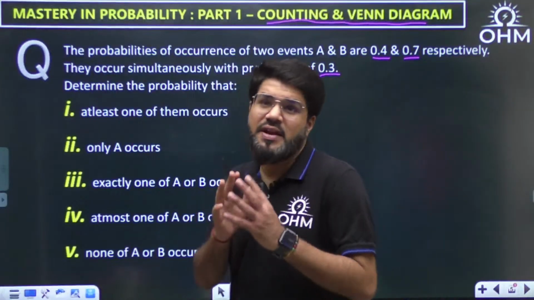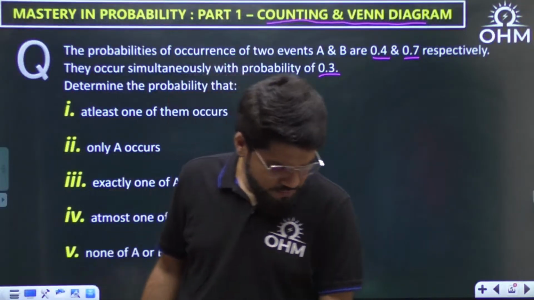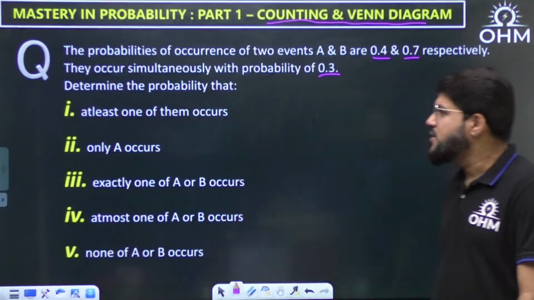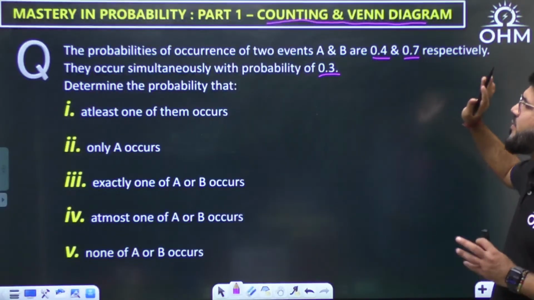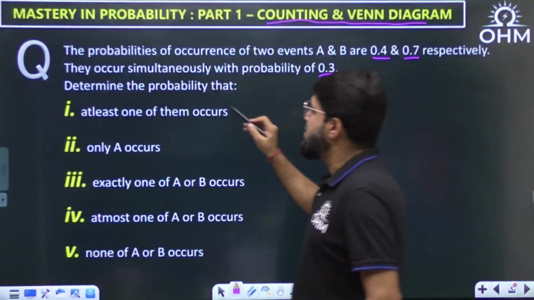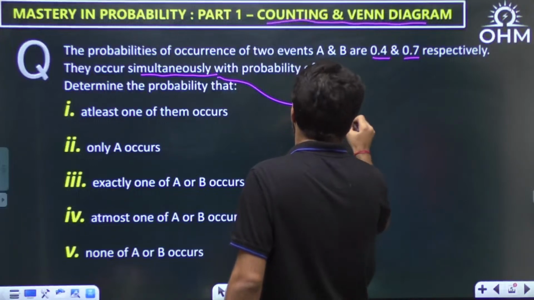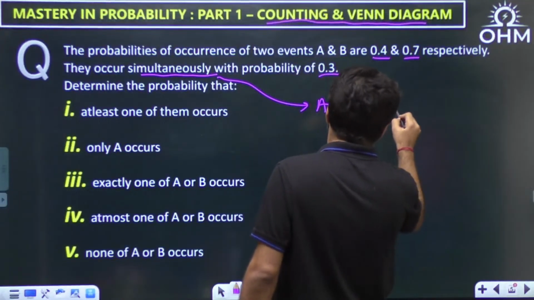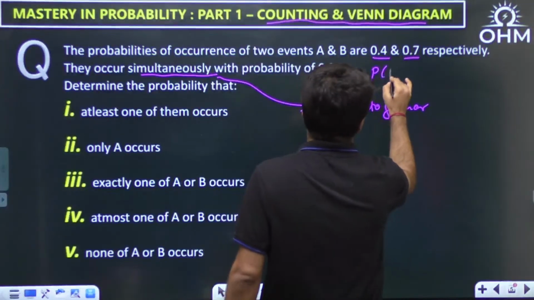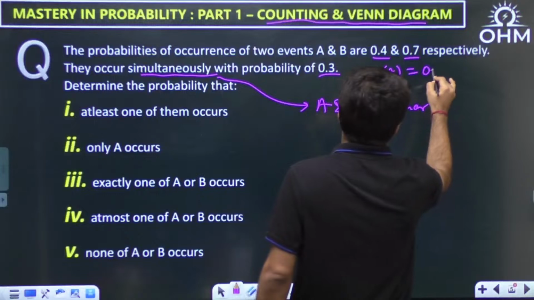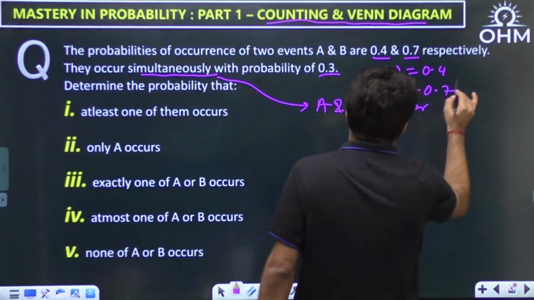See, different variety of questions I have made on a single question. Very good evening, Ramji. Different variety of questions made on a single particular data given to me, that there are two events having the probability 0.4 and 0.7, and they occur simultaneously. Simultaneously means together, A and B together. So what is this data? First of all, the probability of occurrence of two events A and B is given. What is the probability of A? 0.4. What is the probability of B? 0.7.